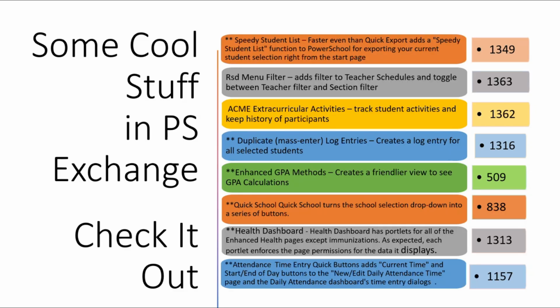Duplicate mass entry for log entries. You can add it for multiple students. Enhanced GPA methods. Quick School, I know a lot of you or some of you already have Quick School turned on. What that will do for you, it gives you in your header, instead of having to use the school switcher where you drop down and scroll down, little buttons with your schools.